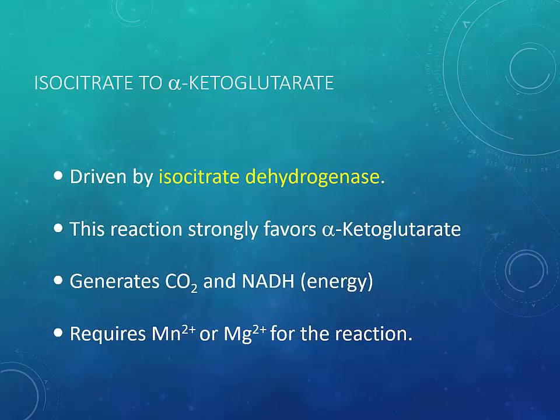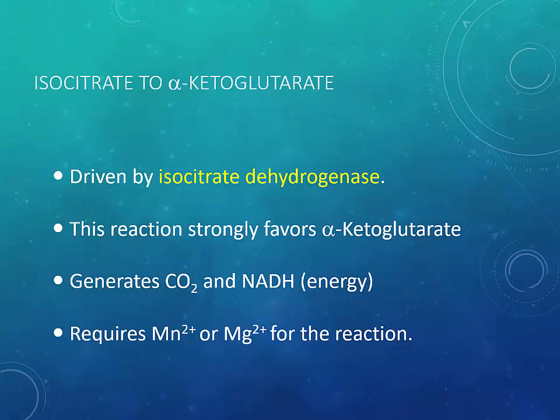Now, this reaction of isocitrate to alpha ketoglutarate, this is the isocitrate dehydrogenase reaction and strongly favors alpha ketoglutarate. This actually is the rate limiting step of TCA. You might be inclined to think it's citrate synthase, but it's not. The formation of citrate is just highly favored, extremely highly favored, and helps pull the entire cycle forward. But the rate limiting step is isocitrate dehydrogenase.